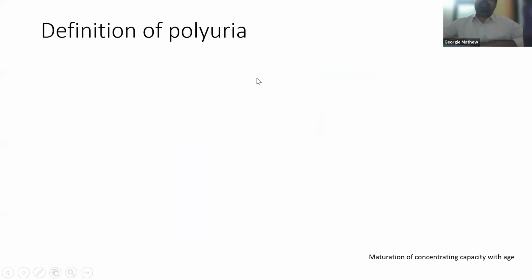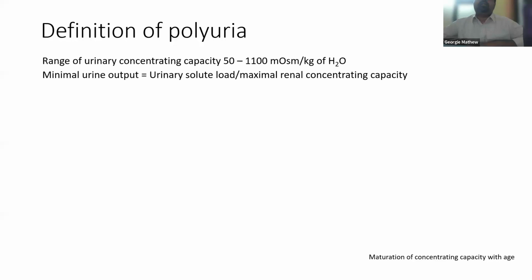So now we come directly to the definition of polyuria. I do have some slides on physiology, which I will take at the end if time permits. The range of urinary concentrating capacity varies from 50 to 1,100 or even up to 1,400 milliosmol per kg of water. So that means the kidney has a minimal urine output. If you are taking any solutes, that solute needs to be excreted, and it would be excreted with the solvent at the maximal renal concentrating capacity. If you divide the urinary solute load by the concentrating capacity, you will get the minimal urine output.